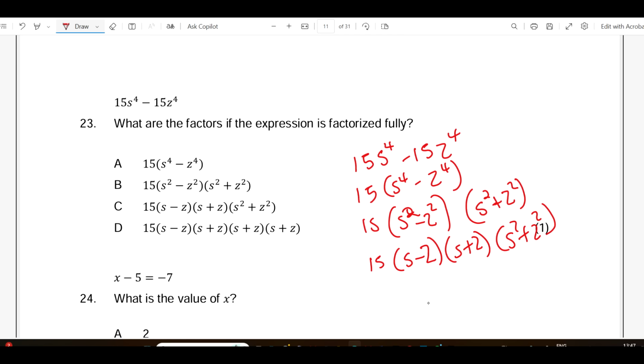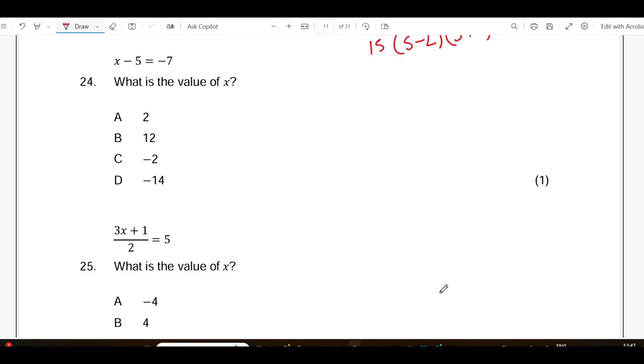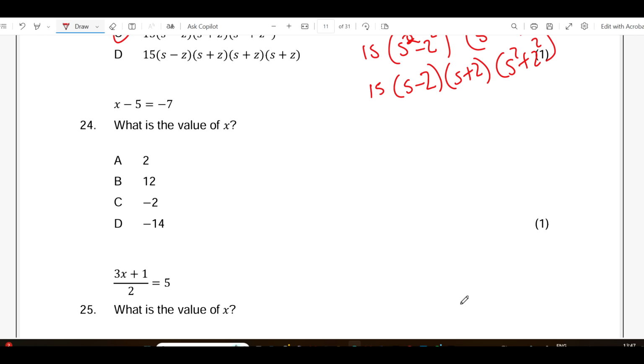So the correct answer is going to be what? It's going to be C. So let's proceed to number 24. What is the value of x? Let's quickly, this is simple. x minus 5 equals minus 7. I'll take this to the other side, plus 5. x is going to be negative 2. The answer is C.